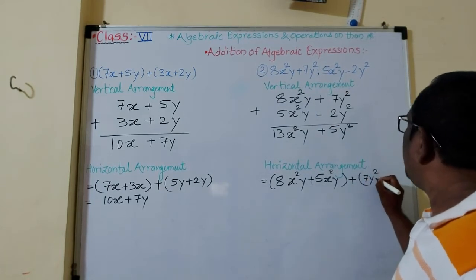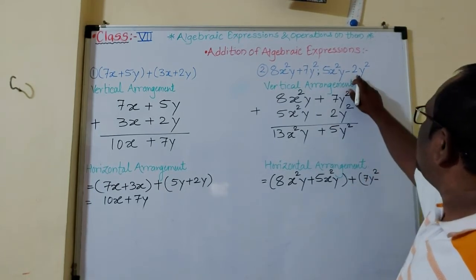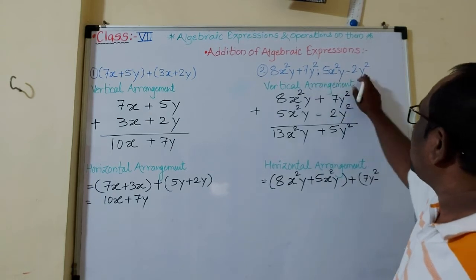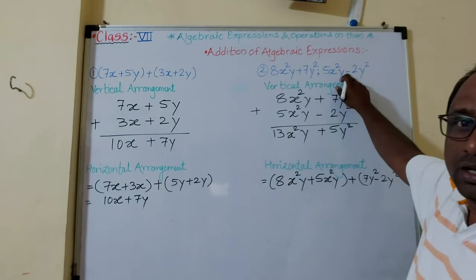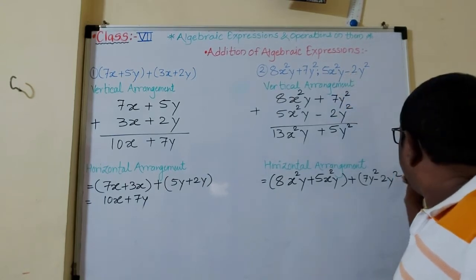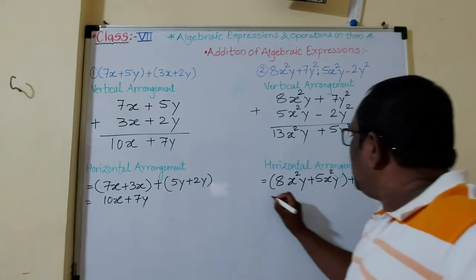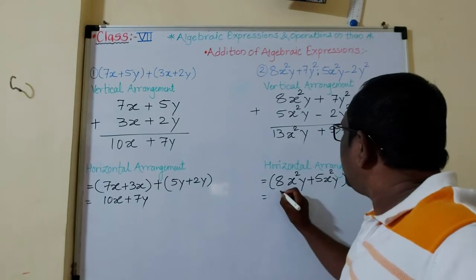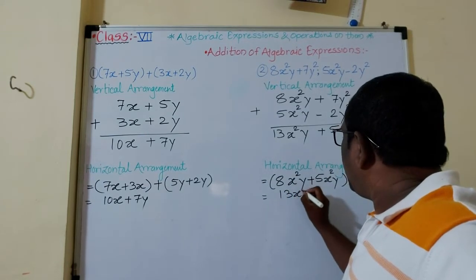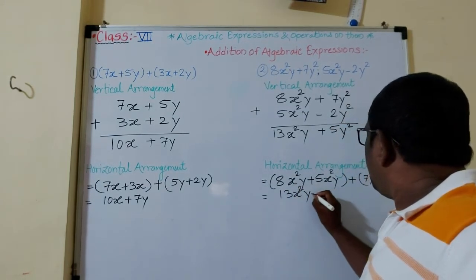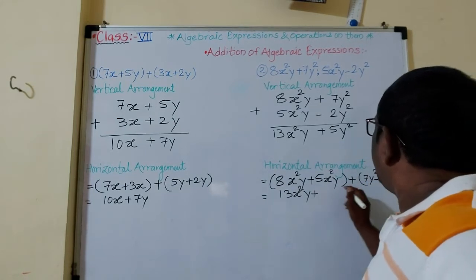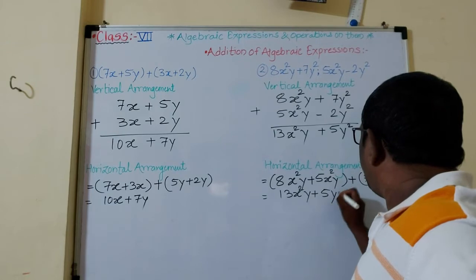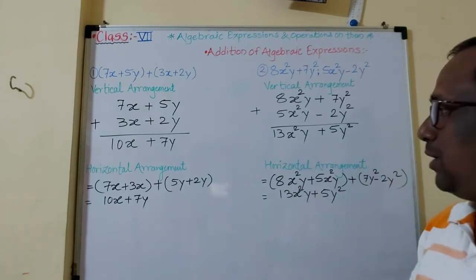7y² minus 2y², y² like terms, so minus 2y². Here a minus sign is given, so we have to write the minus sign, minus 2y². So 8 plus 5, that is 13x²y, plus 7 minus 2y², that is 5y².